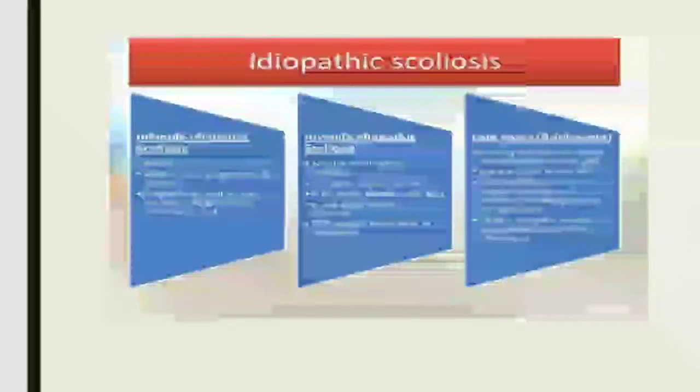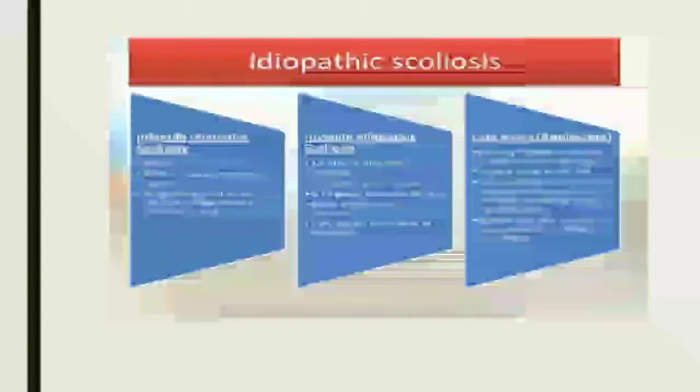Infantile idiopathic scoliosis: males, most curves spontaneously resolve. Surgical intervention can result in a significantly shortened trunk.